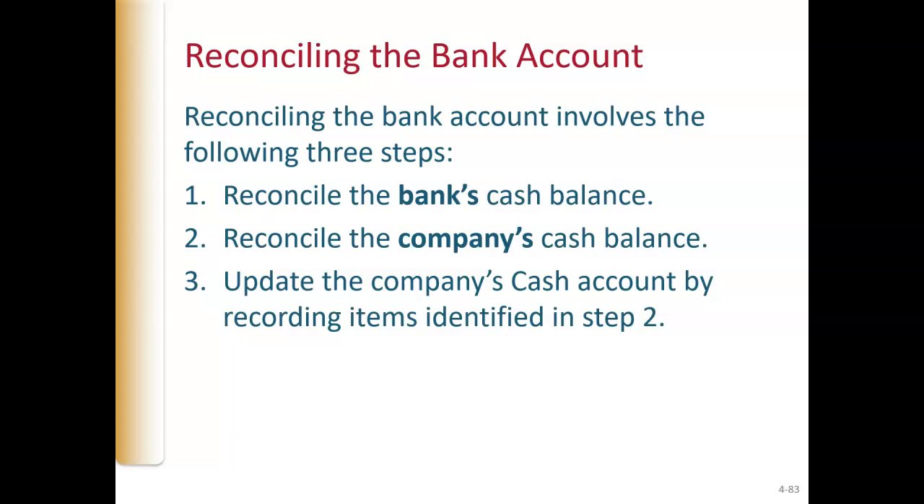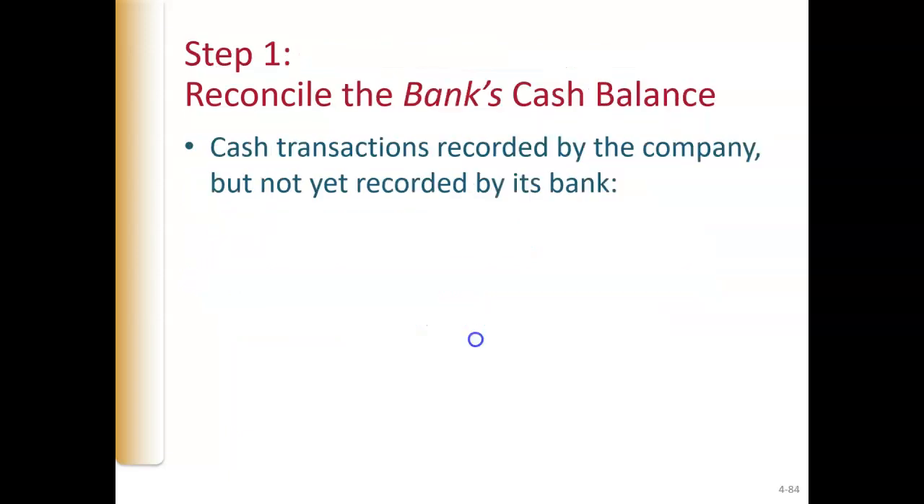If the bank made an error, we don't need to fix that on the company's records because it's the bank's error and they're going to fix it on their own. It won't affect us. But if we've made an error, we need to correct that. Okay?